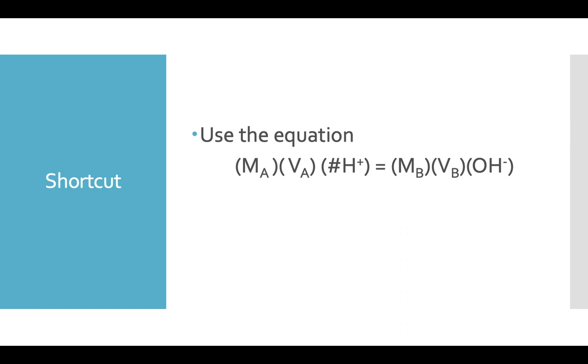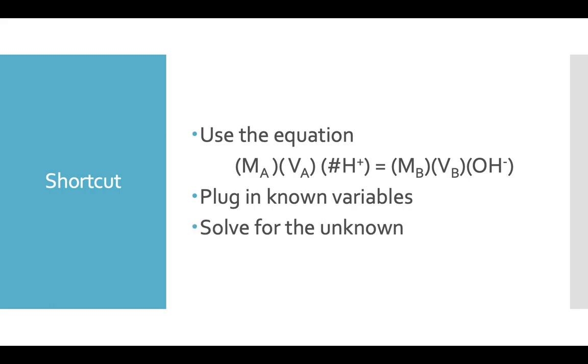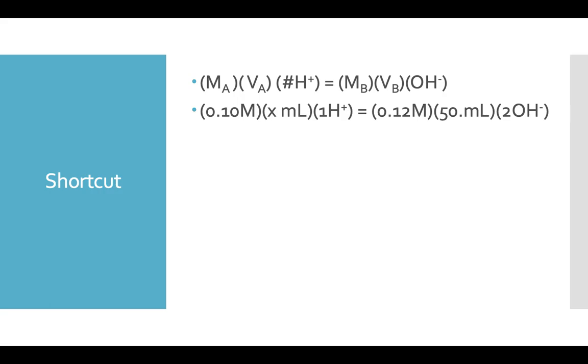But if we're going to use this shortcut equation, then we need to plug in the number of hydrogen ions that dissociate from the acid on the acid side and the number of hydroxide ions that dissociate from the base on the base side. We plug in all the numbers that we know, and you should only be missing one single variable, so then you're going to solve for that one. So using the equation for the shortcut and the information that was provided to us in that example problem, we can go ahead and solve it using the shortcut.